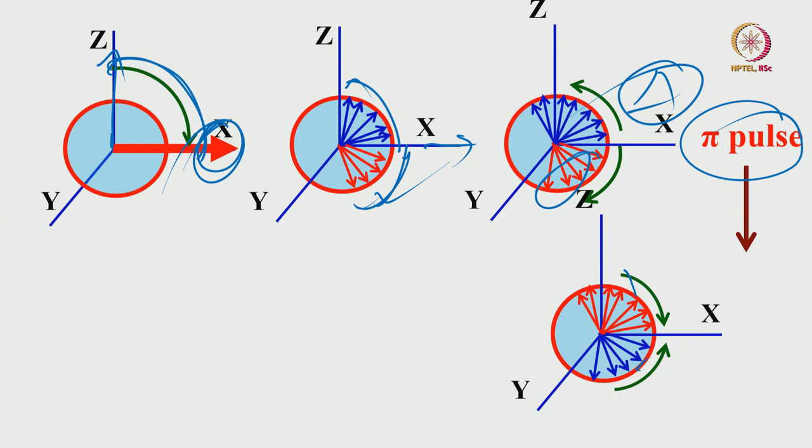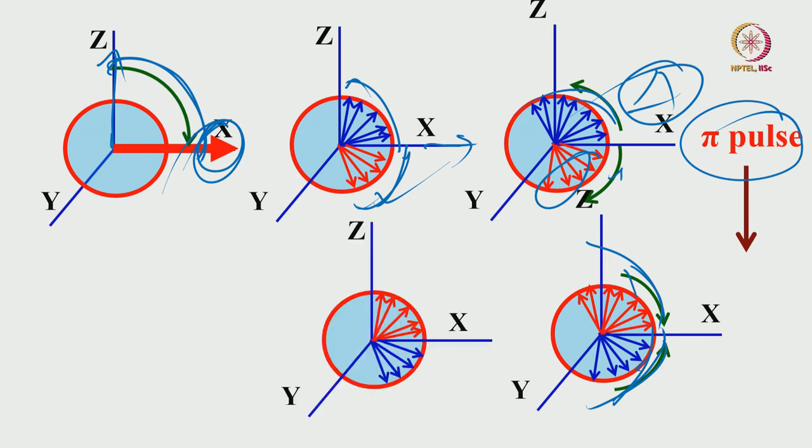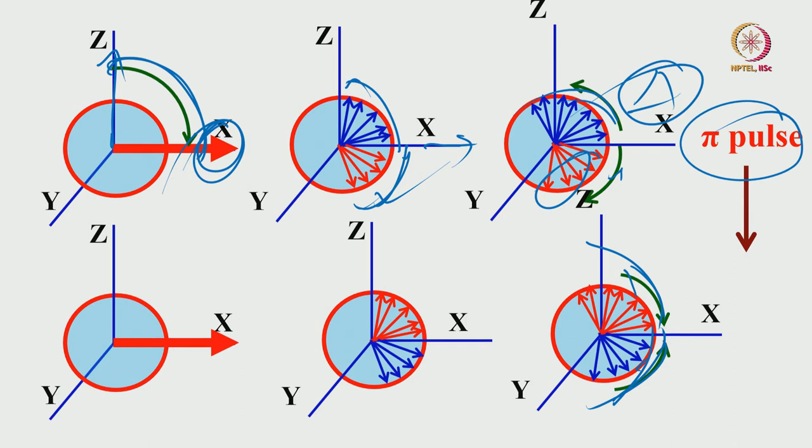The red which is moving in this direction continues to move in this direction. The blue which is moving in this direction continues to move in this direction. What is happening? They start moving in the opposite directions. Which was going like this, now it will come back. One which was going like this is now going like this. With identical delay, after some time, what happens? They all come back. They were moving like this. They will again come back to the x-axis. You understood? All the spin vectors are brought to the x-axis by a pi pulse.